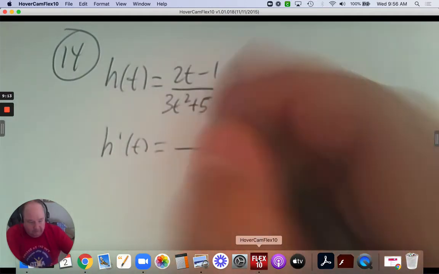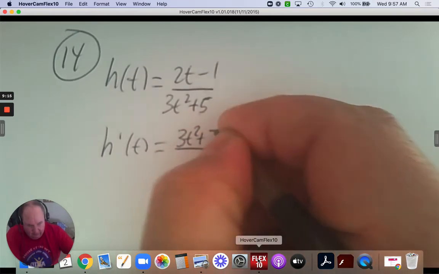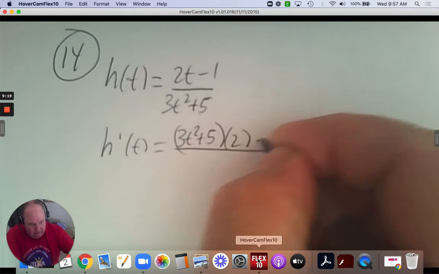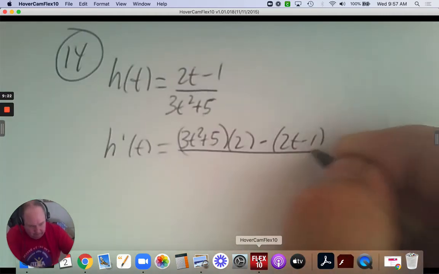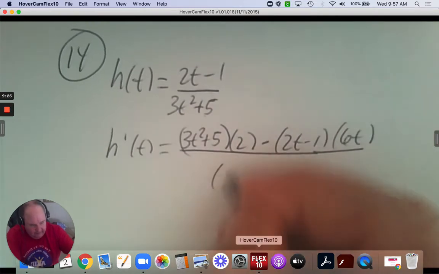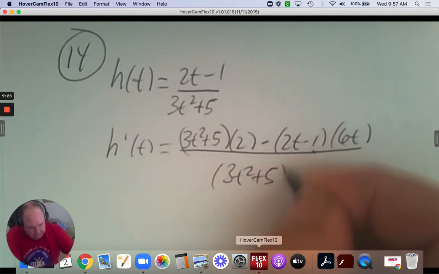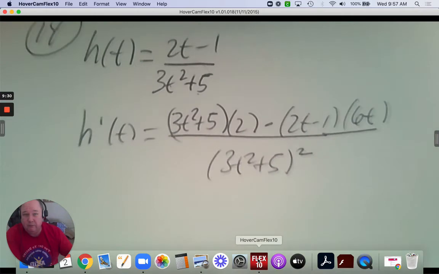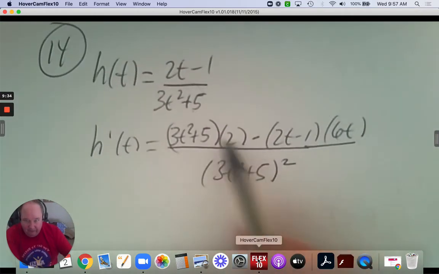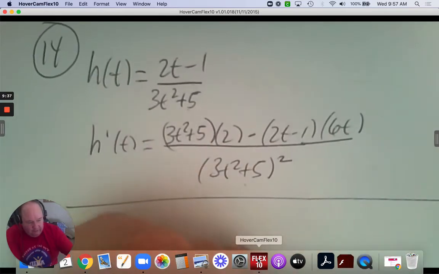That's the bottom. Again, press pause if you want to try it first. The bottom times the derivative of the top, subtract the top times the derivative of the bottom. And then the bottom squared. Done. And don't even bother simplifying it, but do you remember the quotient rule and how to set it up? Number 15.